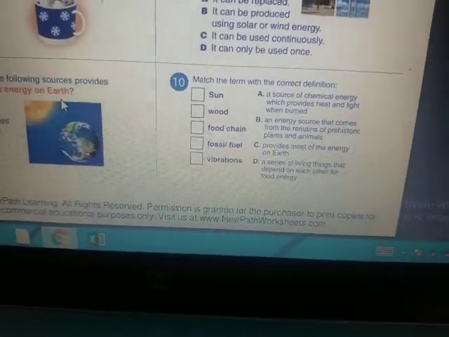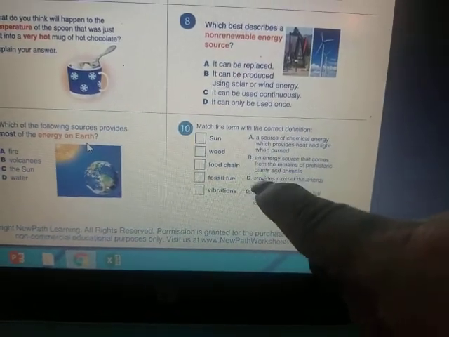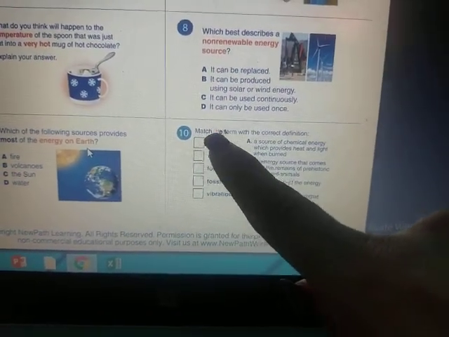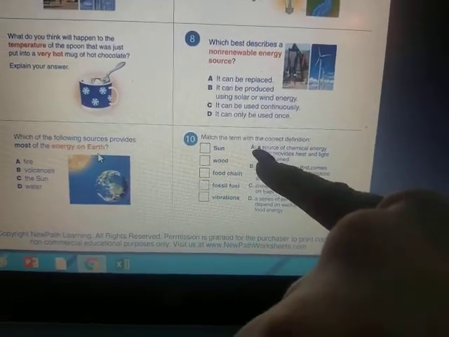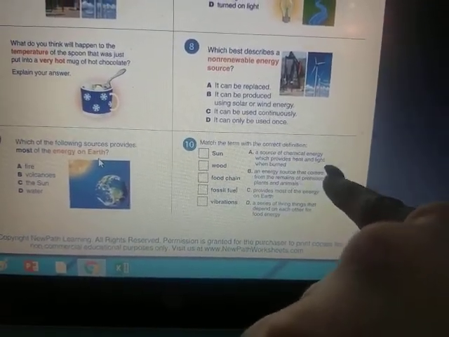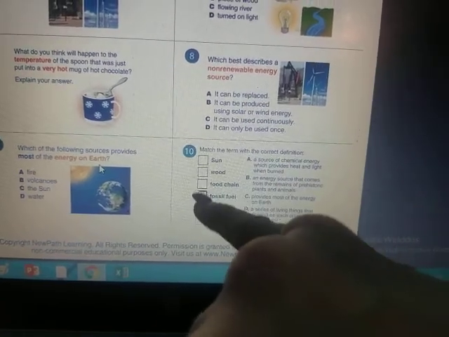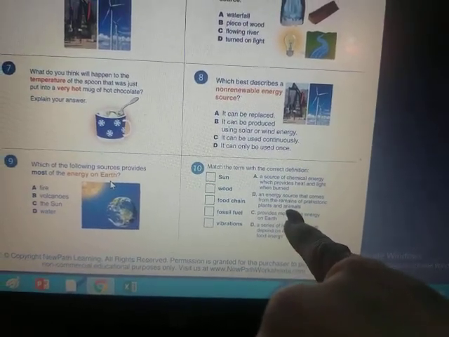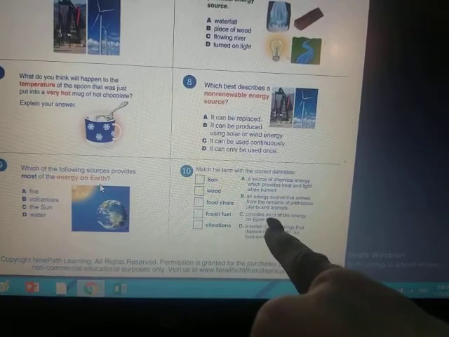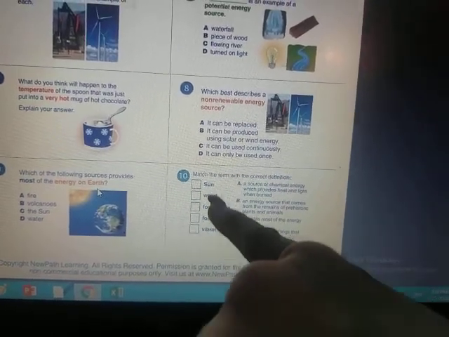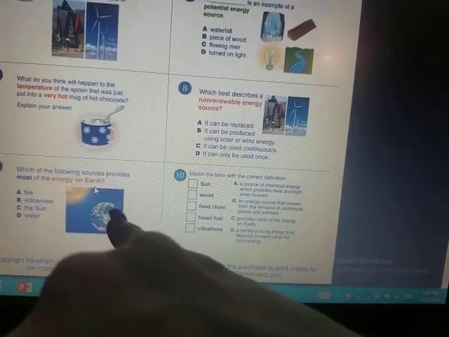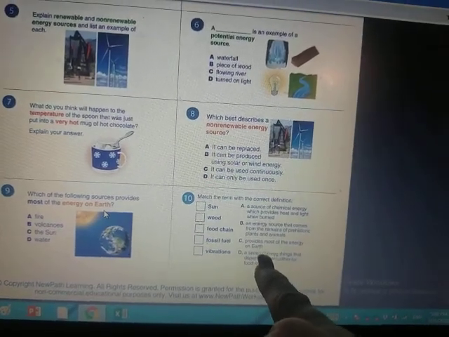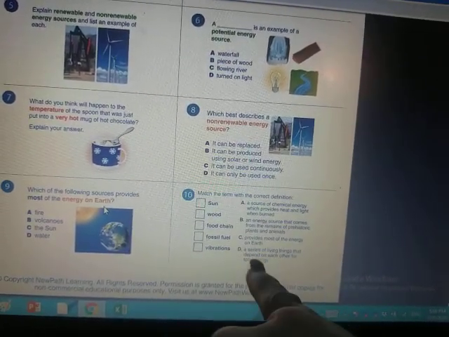And then the last one, you're just going to put the letters A, B, C, or D in the right one. So match the term with the correct definition. So over here, a source of chemical energy which provides heat and light. Which one would that be? And you write that letter in the right one. An energy source that comes from the remains of prehistoric plants and animals. Write your answer. Provides most energy on Earth, which is the one that provides the most energy on Earth, which also goes along with number 9. So whatever you wrote for number 9 should be over here. And D, a series of living things that depend on each other for food energy, and you would write the letter in that box.